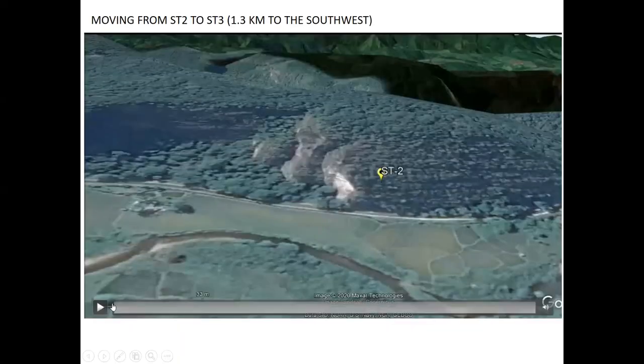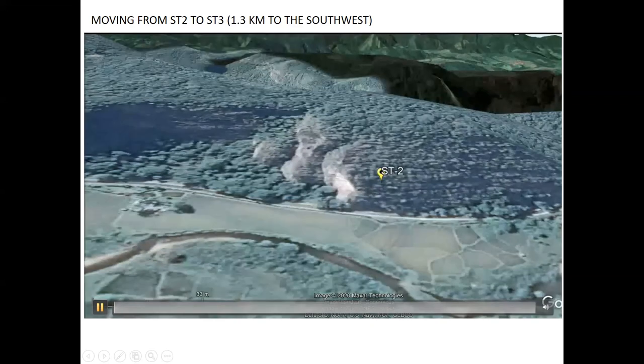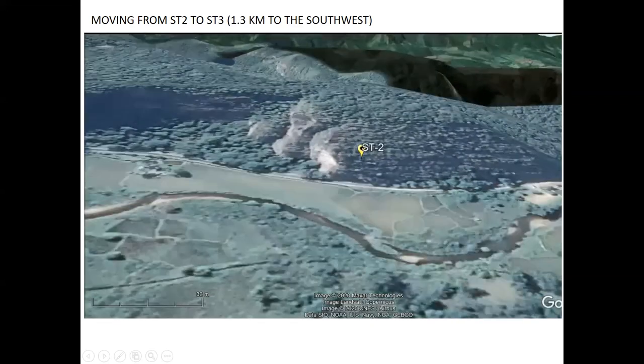Now we are moving from stop site 2 to stop site 3. Basically, we are moving to the southwest. The distance is roughly about 1.3 kilometers.